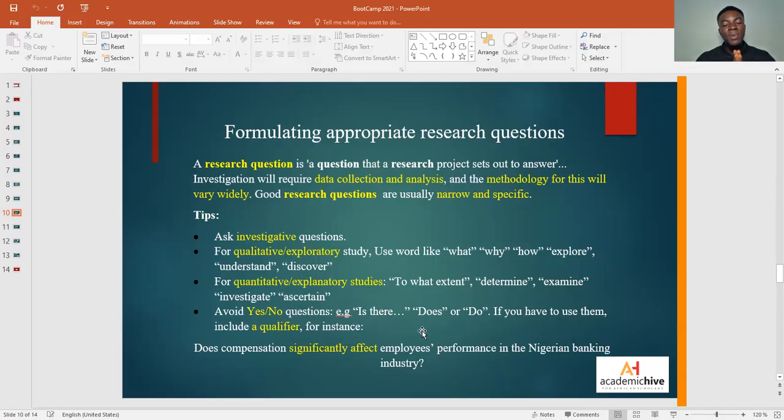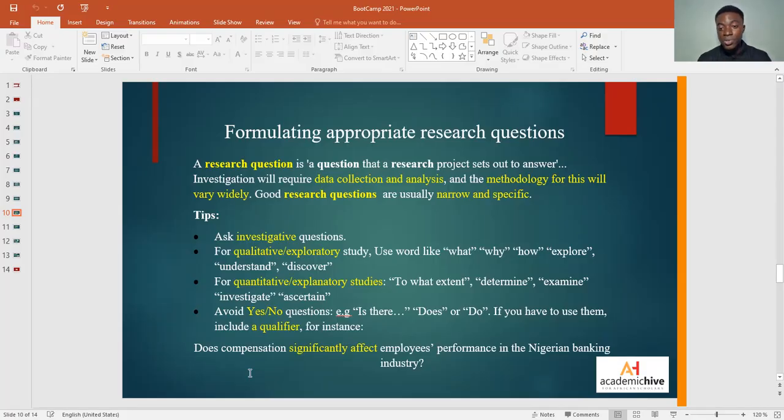Also, you have to try as much as possible to avoid yes or no questions, such as is there, does, do. If you have to use them at all, you have to include a qualifier. For instance, let me bring up a question from the statement of problem I just did. One of the variables of motivation is compensation. So I'm not going to ask a question that seeks to determine how compensation affects employees' performance. Down here, as you can see, it says, does compensation significantly affect? I just use the qualifier significantly.